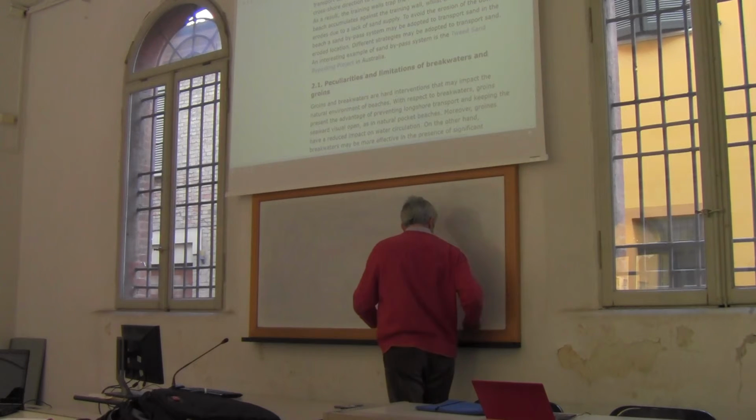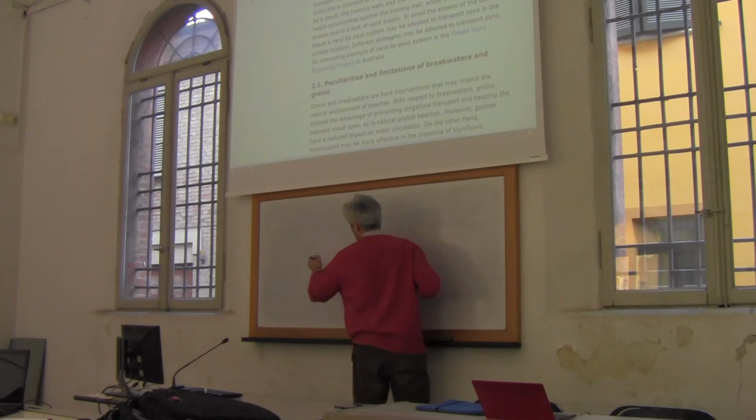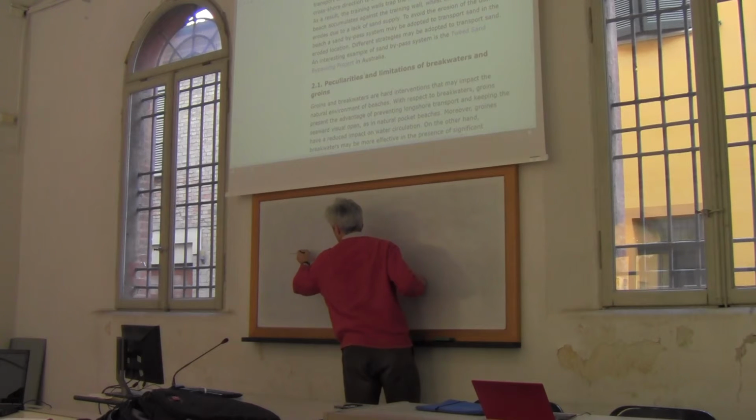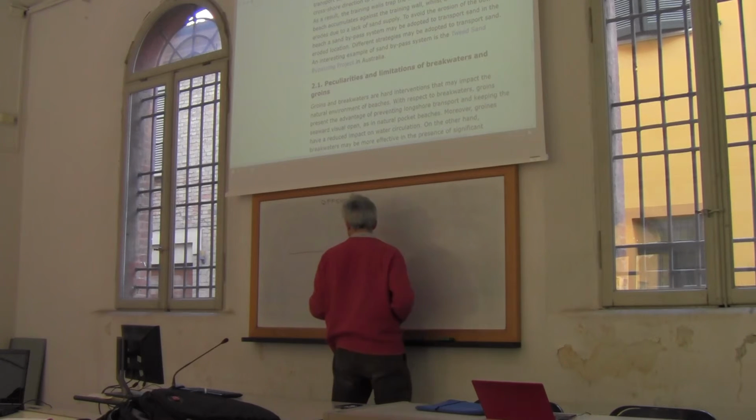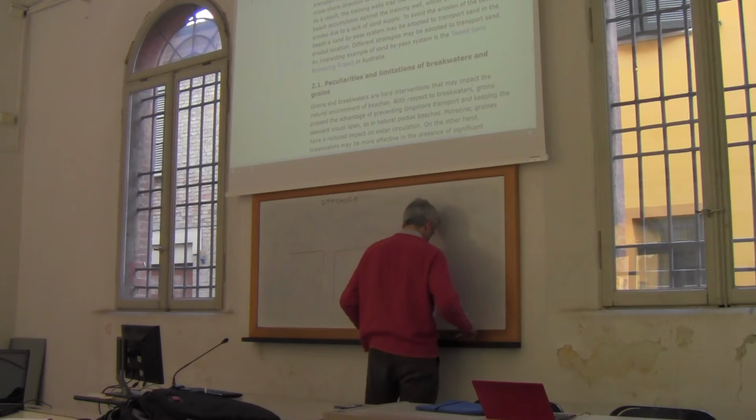So let's suppose that you have a coastline like this, with a river getting into the sea. So this is offshore, and this is land. Okay, so you have this river, water flowing.